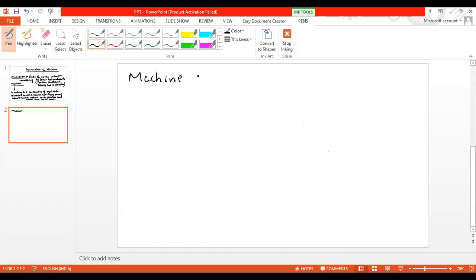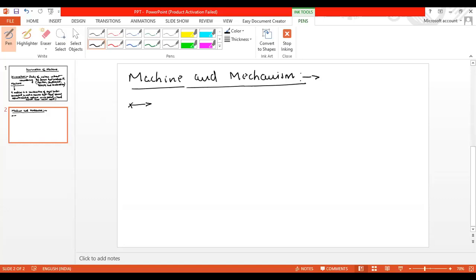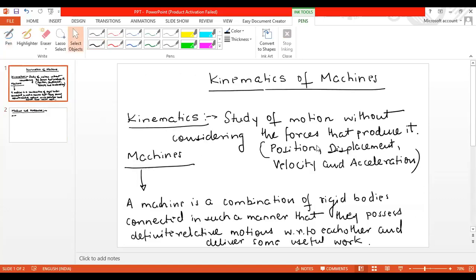So one is machine, there is mechanism. So here we are going to separate these two definitions, a machine and a mechanism. Can anyone guess what a mechanism is? Here I have written this definition of machine.